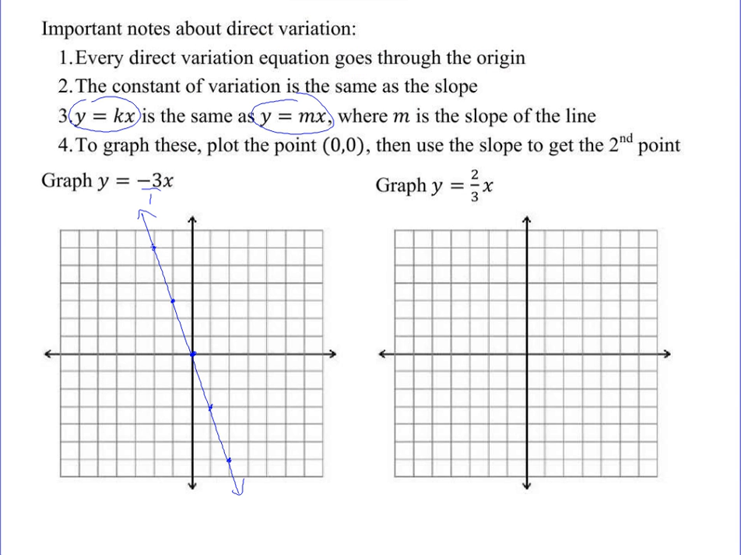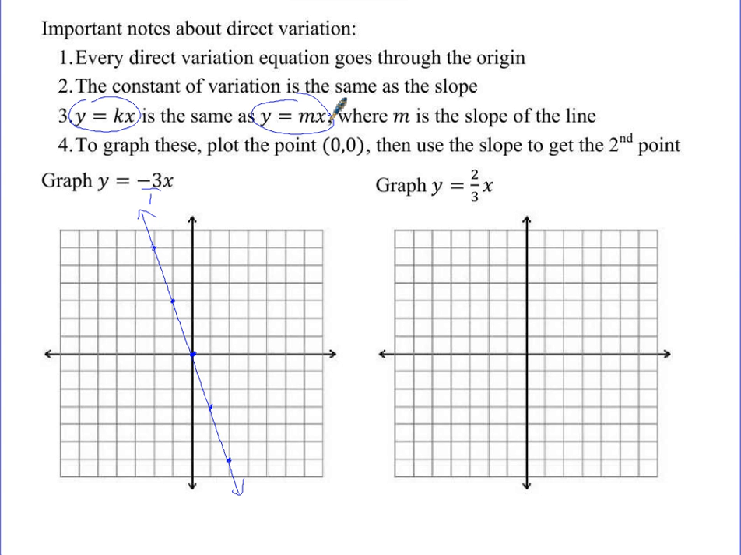Remember that every direct variation equation goes through the origin when you graph it. It goes through 0, 0. The constant of variation is the same as the slope, and the slope is attached to the x term. The number that's on x is the slope. The number that's on x is the constant of variation if it's direct variation.